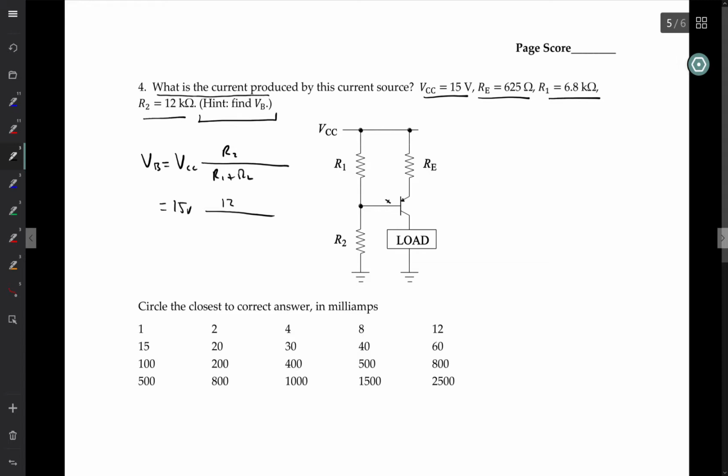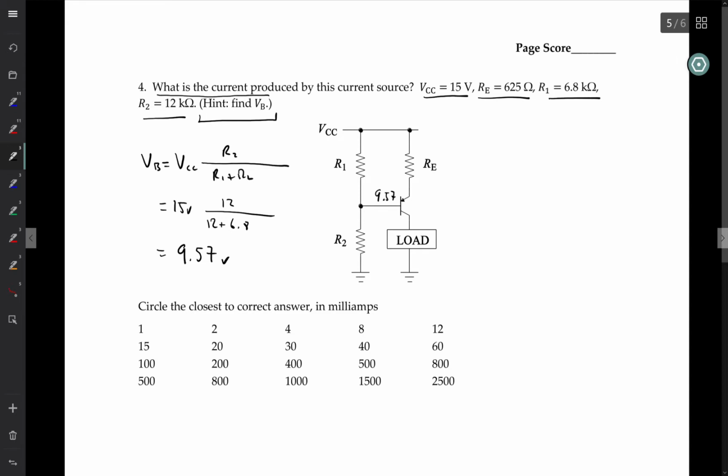I'll just leave off the K in the ohms because the units are going to cancel, and then I'll have 12 plus 6.8. And if I hit my calculator and don't screw up the button pressing, we'll have 12 divided by 12 plus 6.8. That gives me 0.63 times 15, or 9.57 volts. So I've got 9.57 volts at the base.